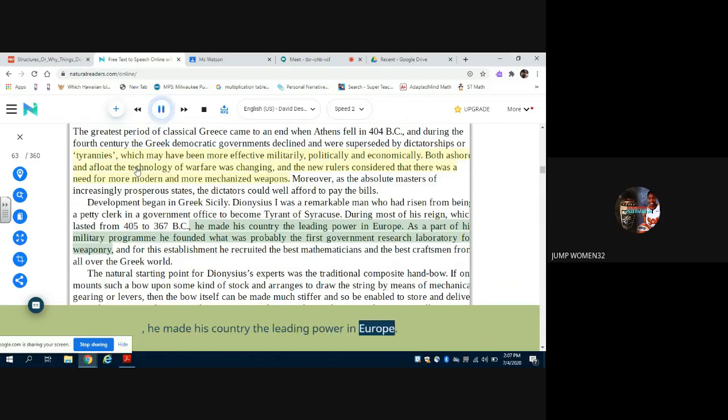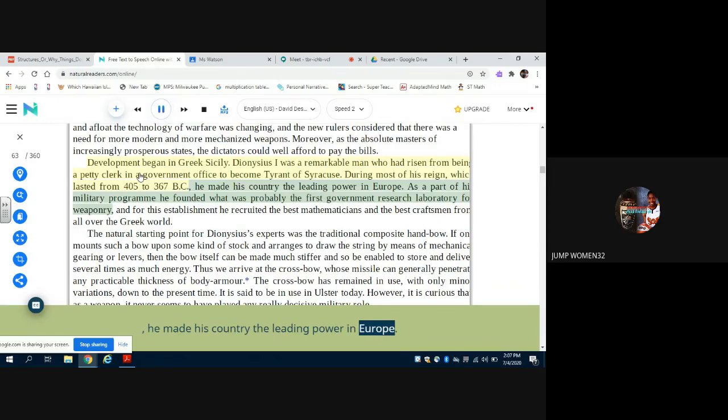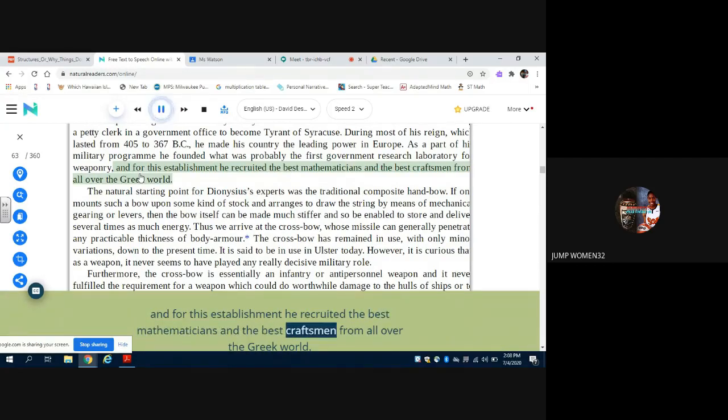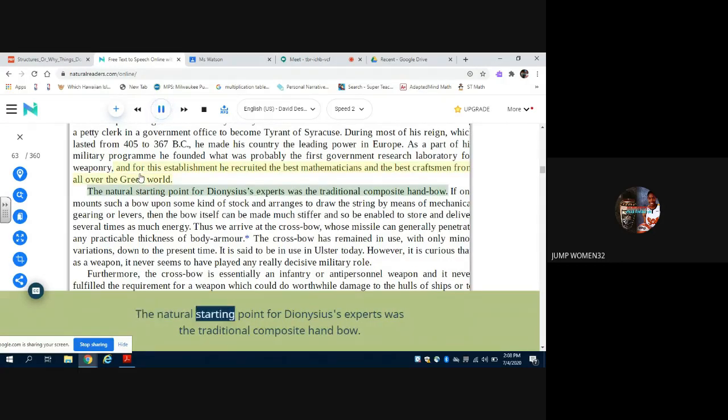leading power in Europe. As a part of his military program, he founded what was probably the first government research laboratory for weaponry. And for this establishment, he recruited the best mathematicians and the best craftsmen from all over the Greek world. The natural starting point for Dionysius's experts was the traditional composite handbow.